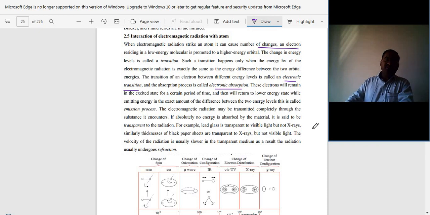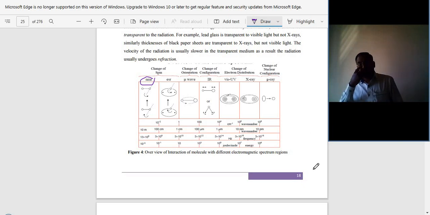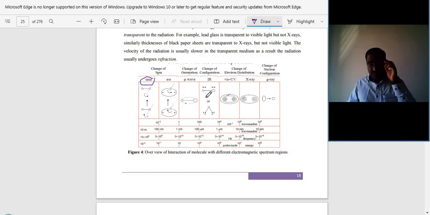Here we consider that NMR is observed in this region. This is the wave number, the corresponding wave number. These are all the NMR, ESR, microwaves, infrared waves, UV visible light, X-rays, gamma rays, observed in this region. This is the overview of intermolecular interactions of molecule with different electromagnetic spectrum.